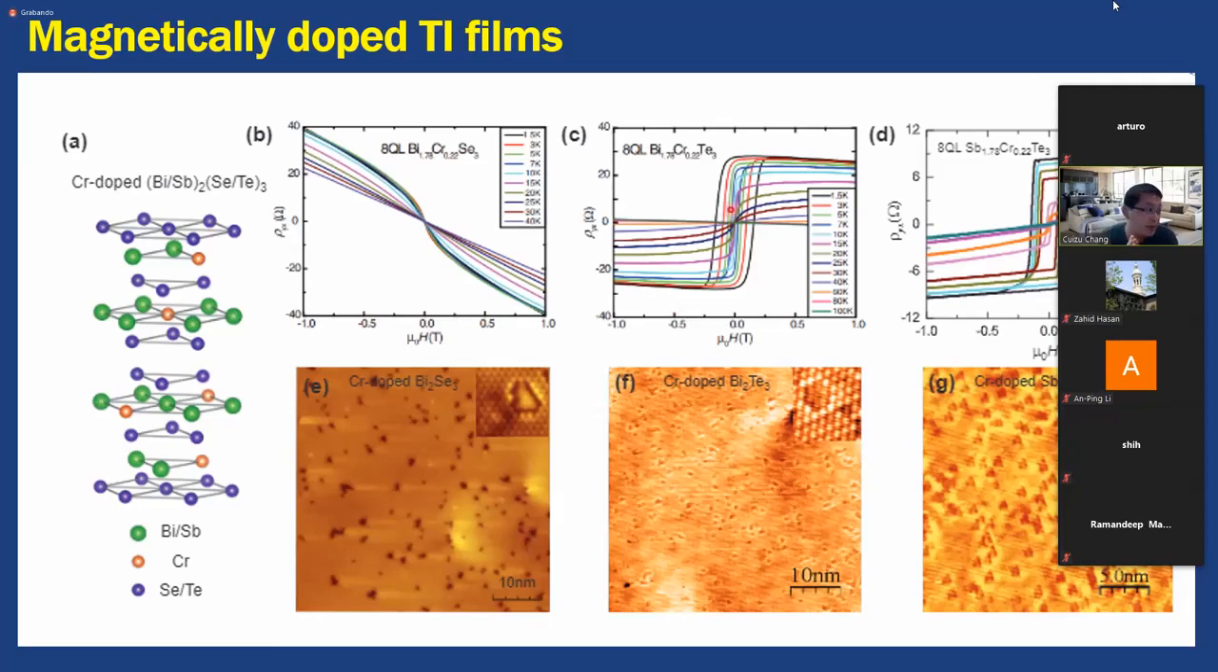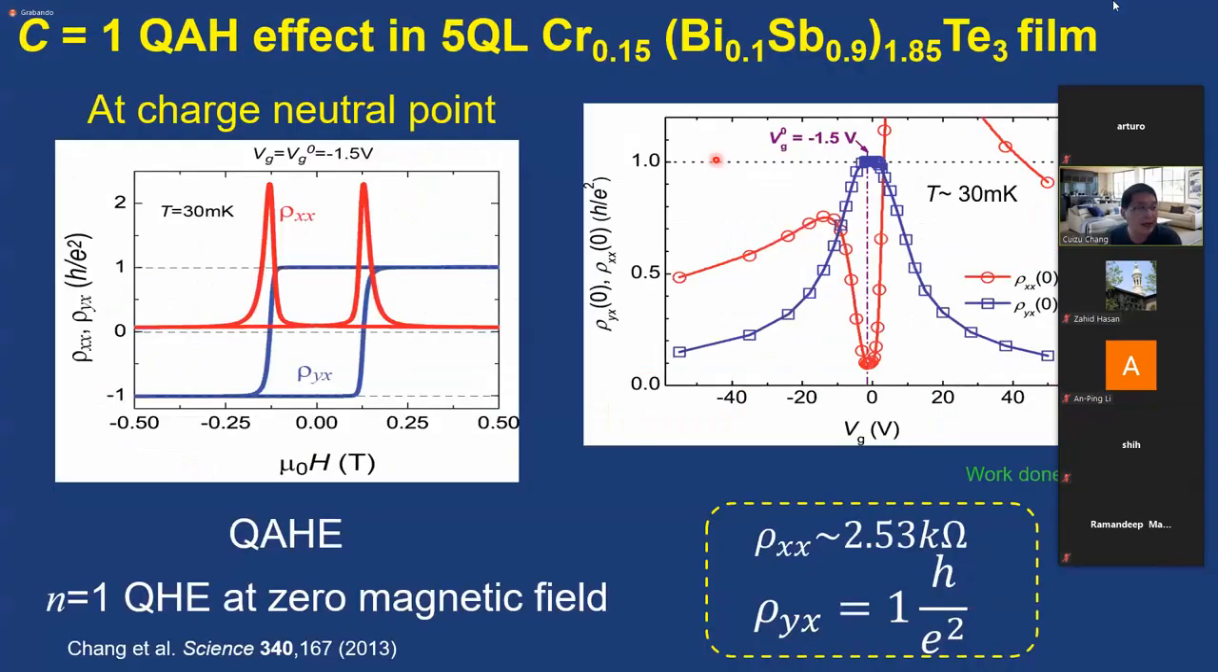For chromium doped bismuth telluride and chromium doped antimony telluride, we could realize the anomalous Hall effect at zero magnetic field. The good news here is that chromium doped antimony telluride is p-type and chromium doped bismuth telluride is n-type. So in our experiment, we mixed them into chromium doped bismuth antimony telluride for the realization of the quantum anomalous Hall effect. We tried many samples, and in 2013, we were the first to realize the quantum anomalous Hall effect in chromium doped bismuth antimony telluride.